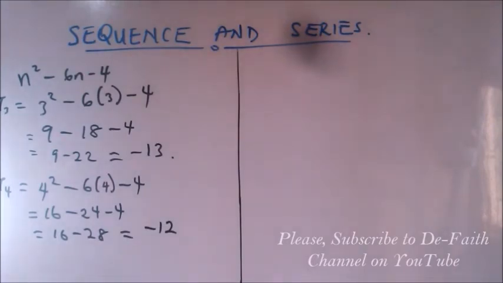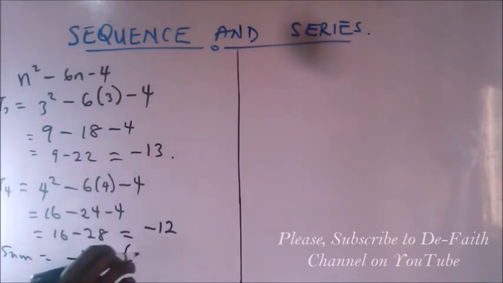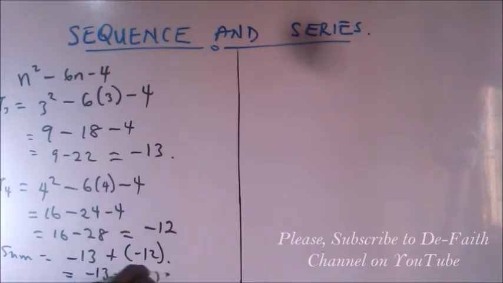So we have to find the sum of the third and the fourth term. So the sum equal to the third term, which is minus 13, plus minus 12. That's minus 13 minus 12, and that is minus 25.